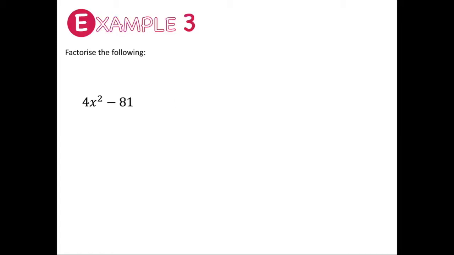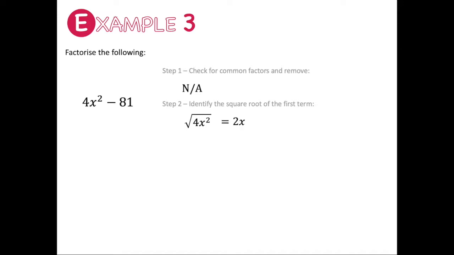So moving on to our third example, 4x squared minus 81. I don't have any common factors to remove. So looking for my square root of 4x squared, and that is going to equal 2x.